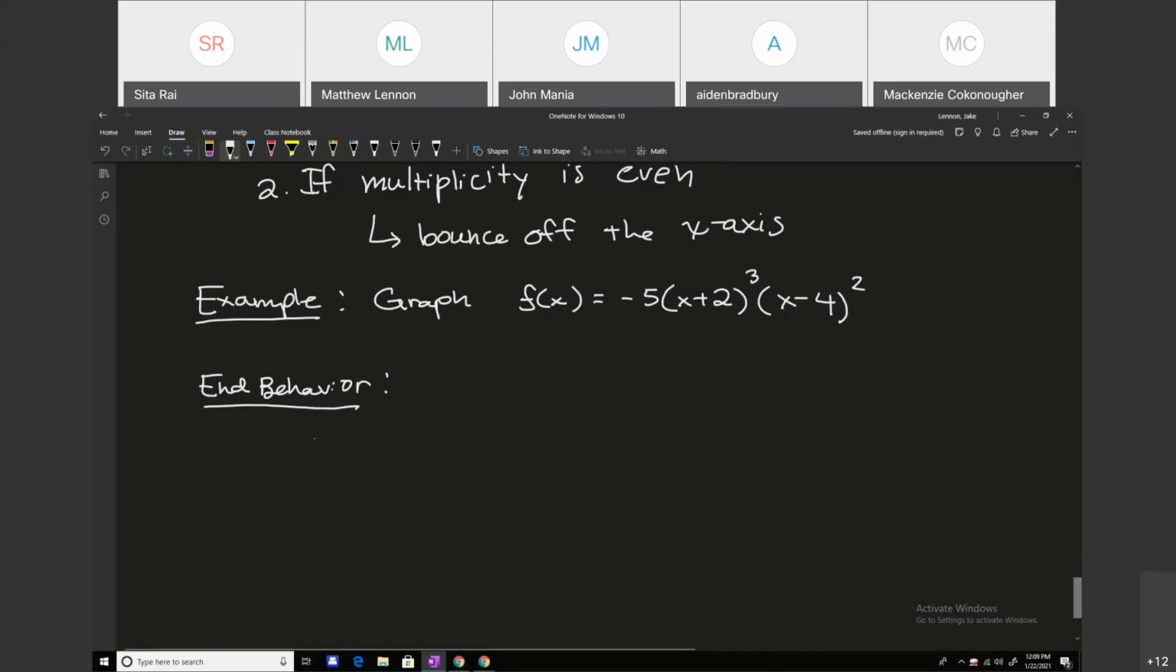So the end behavior we need to understand, so the number in front is -5. If you multiplied everything out, you'd have some x term. My question is, what is the degree of this polynomial? I'm going to give you 2 options. Just type your answer in chat. Is the degree of this polynomial, f of x, 3 or 5? Remember, the degree of the polynomial is what you would get if you multiplied everything completely out. So 3 or 5.